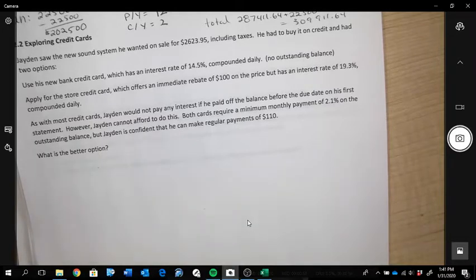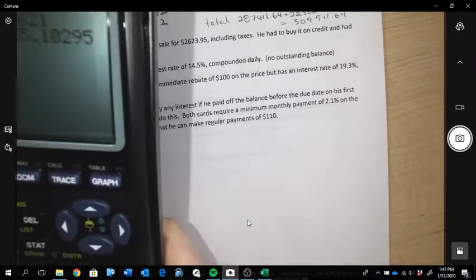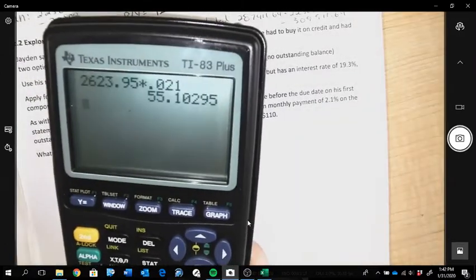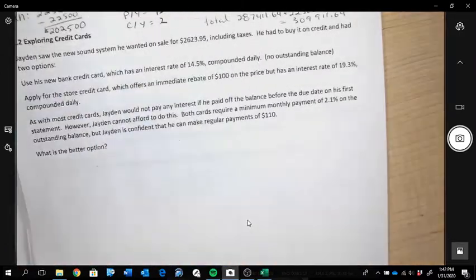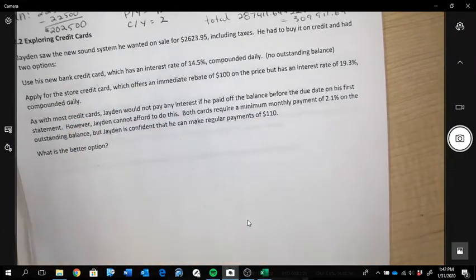So it says both cards require a minimum monthly payment of 2.1% on the outstanding balance, but he is confident that he can make regular payments of $110. So obviously 2.1% of 2,623 would be like a minimum payment of $55, but he's obviously going to try to pay it off faster, so why not do more if you can do more? So which is the better option?